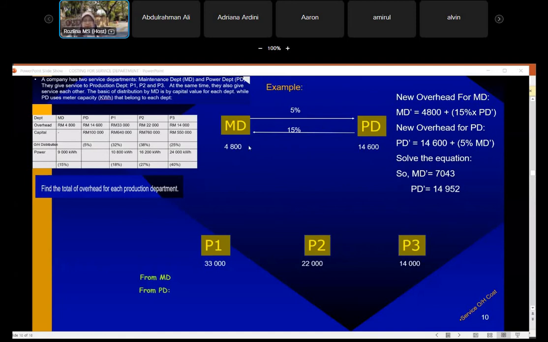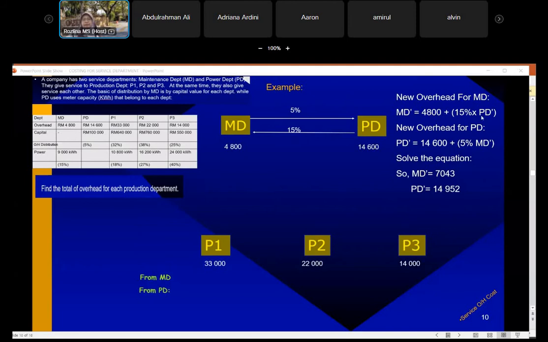Plus what MD should absorb. This 50%. See? This arrow. They have to bear the cost. MD needs to cover the cost from PD 15%, because PD gives the contribution. See the arrow going in, that is what we take. Okay, MD, that means 4,800 plus 15, 50% of PD's overhead.